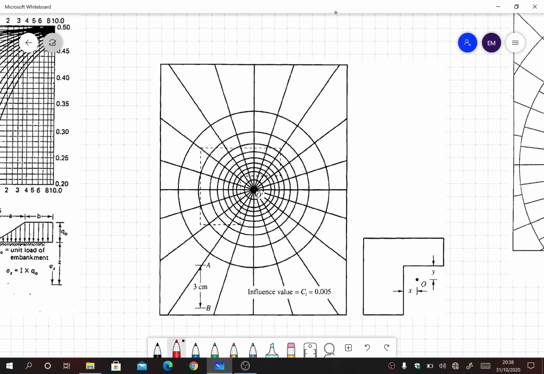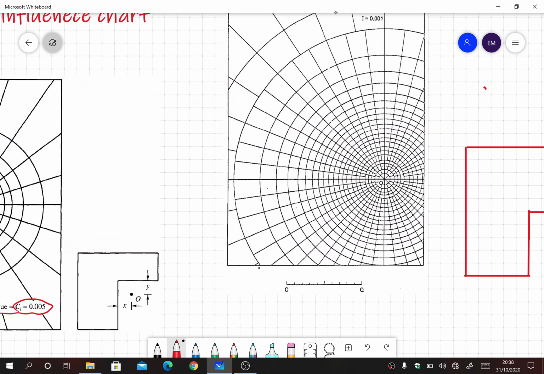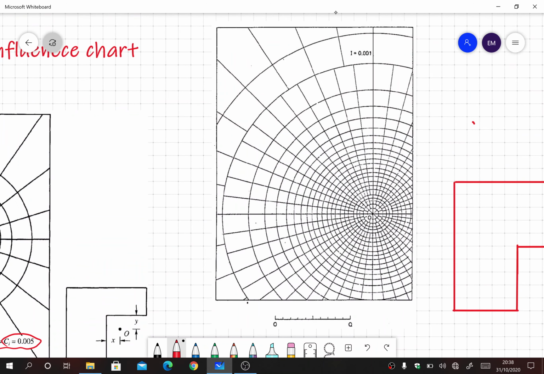So what did he do? He made charts like this. You see, these are some spiral circles. Each chart has an influence value, like one here, c is equal to 0.005. Different charts are provided, so we can use this chart to find out the stress value. Let's do another example. This is the same chart, so we have cut out the portion so that it is easier to understand here in the example.